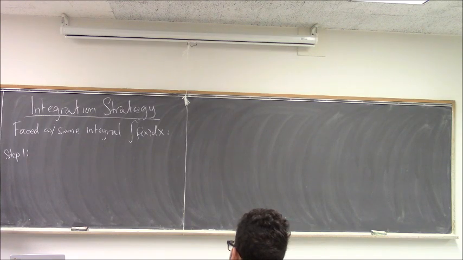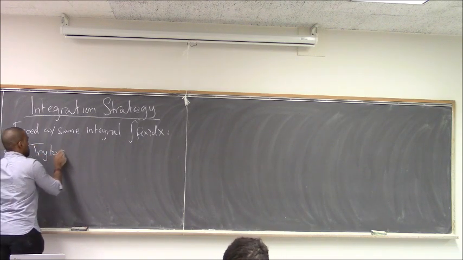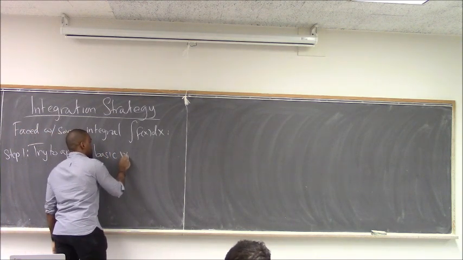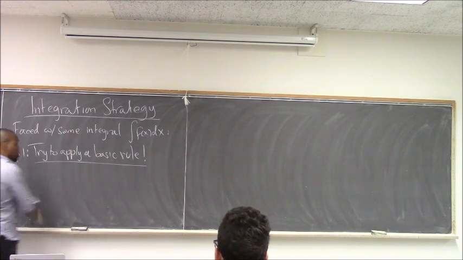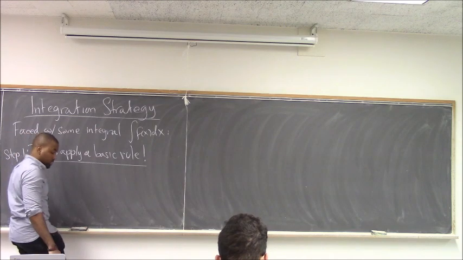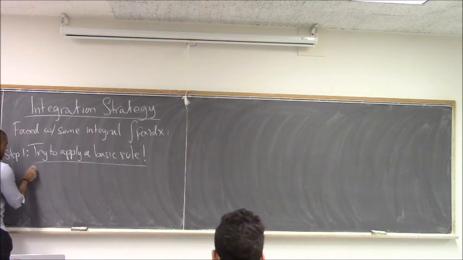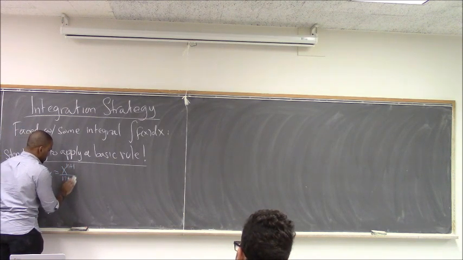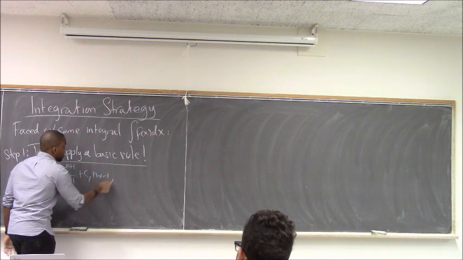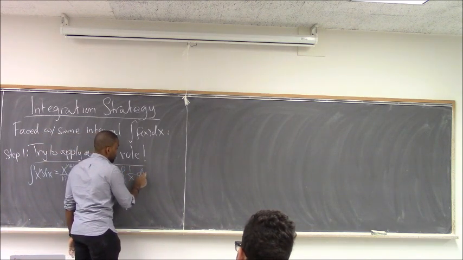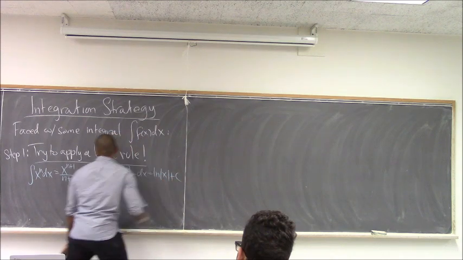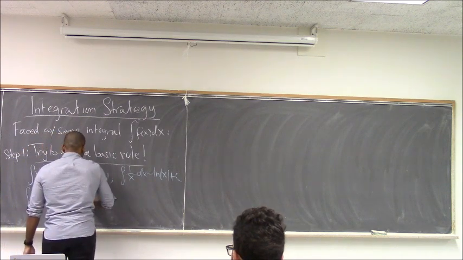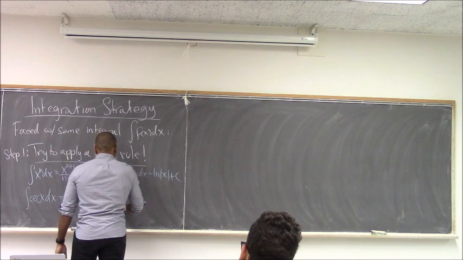What was step 1? Basic rule. Right, try to apply a basic rule. So these are the guys that Jhevon asks you about on quiz 1 all the time, on problem 1 of any quiz. The basic rules. So these are guys like integral of x to the n dx is x to the n plus 1 over n plus 1 plus c, when your n is not equal to minus 1. If your n equals minus 1, it's 1 over x dx, it's ln of absolute x plus c. Integral of secant is ln of secant x plus tangent x plus c, etc.